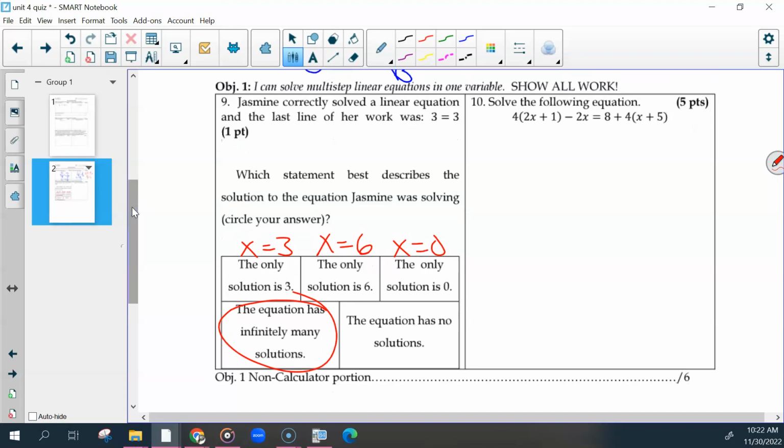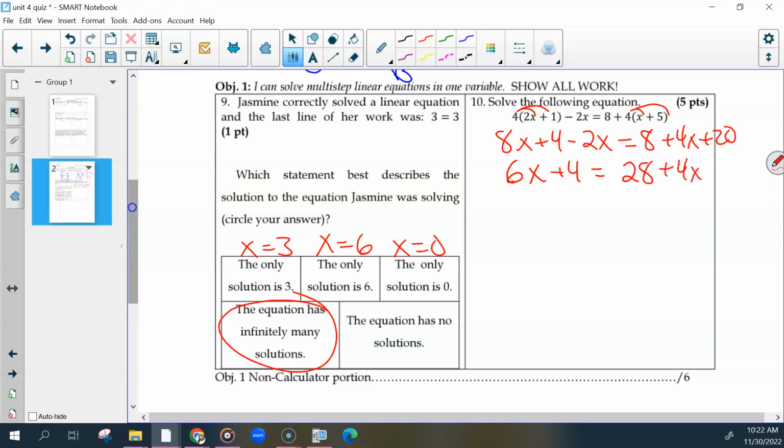Now, 10, you had to solve. So distribute first. So 8x plus 4 minus 2x equals 8 plus 4x plus 20. Distributing correctly was worth 1 point. Then you had a choice here. You could either combine like terms on the same side or start to solve it, either or. So if you combine your like terms, that would be 6x plus 4 and 28 plus 4x.